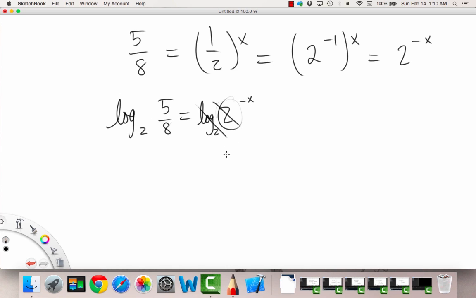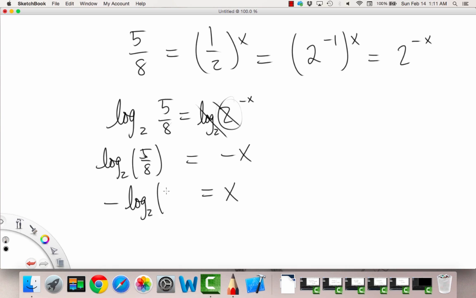Okay, so those ones will cancel out and we get negative x is equal to log base 2 of 5 over 8. And finally we're just going to divide on both sides by this negative 1. So then x is going to be equal to negative log base 2 of 5 over 8. And we can just plug that into our calculator.